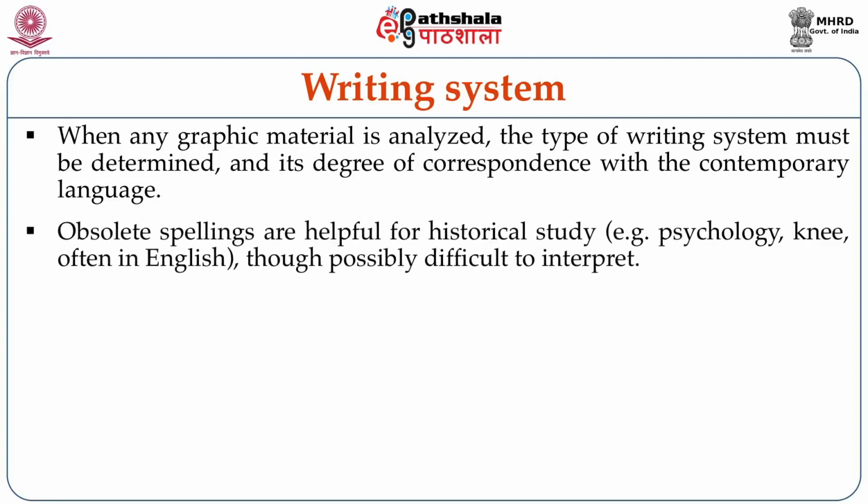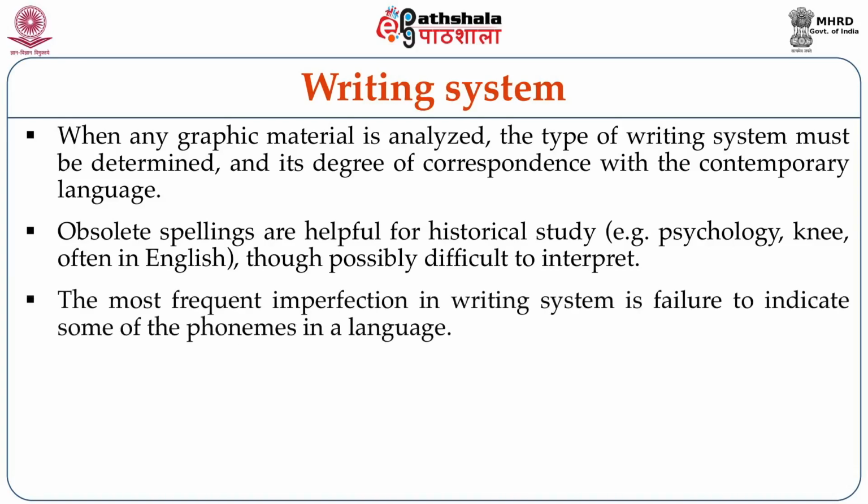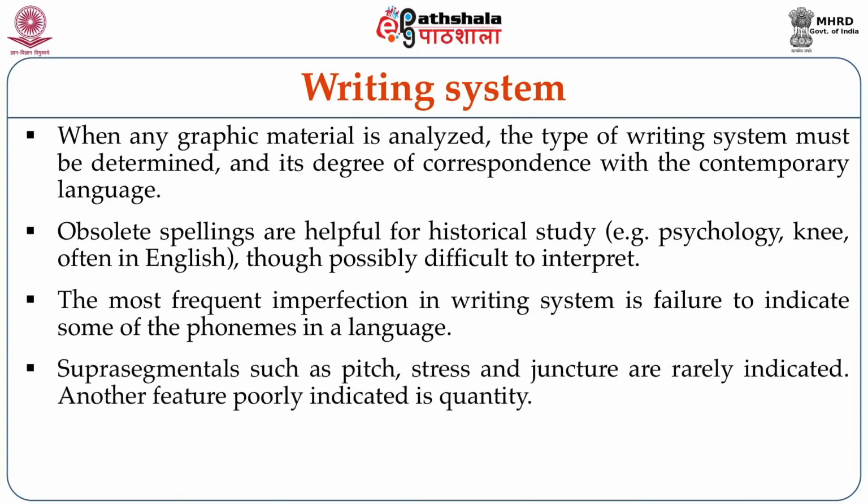Obsolete spellings are helpful for historical study, for example, psychology, knee, often in English, though possibly difficult to interpret. The most frequent imperfection in the writing system is failure to indicate some of the phonemes in a language. Suprasegmentals such as pitch, stress and juncture are rarely indicated. Another feature which is poorly indicated is quantity.